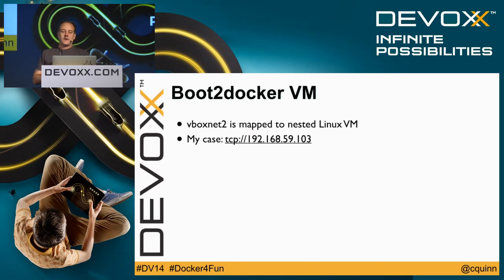So boot2docker also sets up the VirtualBox networking for you automatically. So it sets up a local logical network called vboxnet2, and that's mapped down into the local Linux VM. In my examples, I'm not sure if it always uses the same addresses or just in my case, but this is the address it came up with. It's just a local 192 address, so that maps down into the VM.